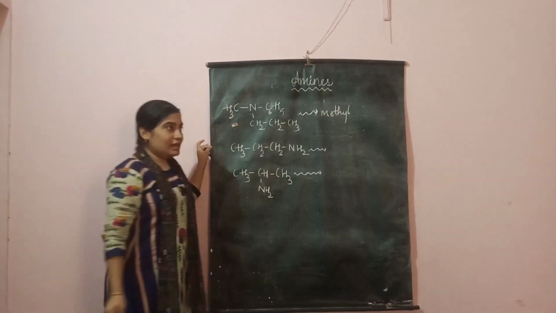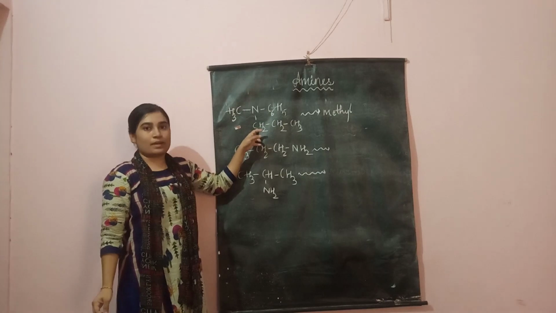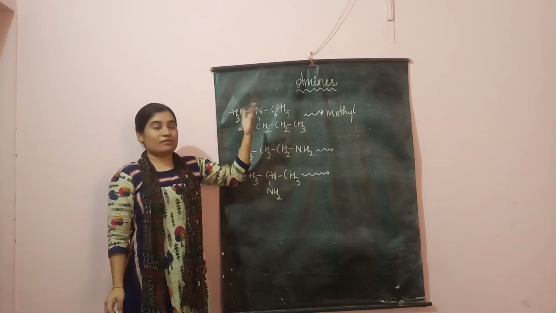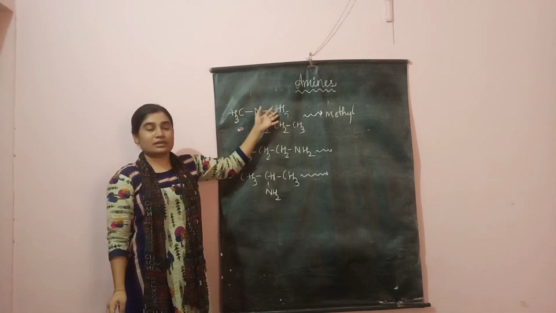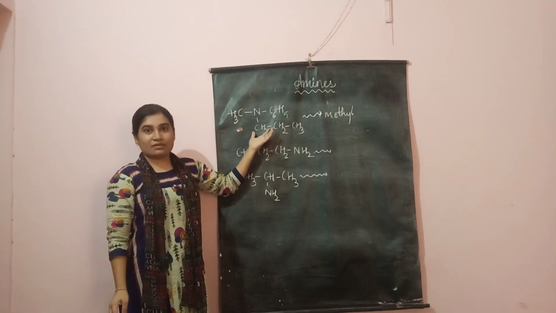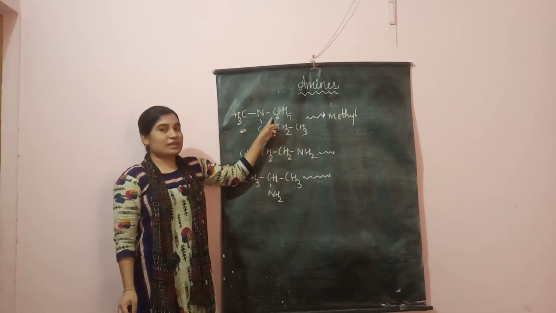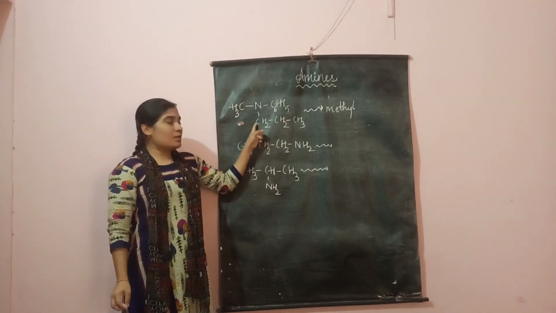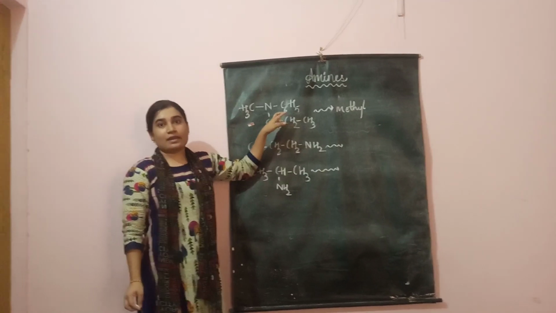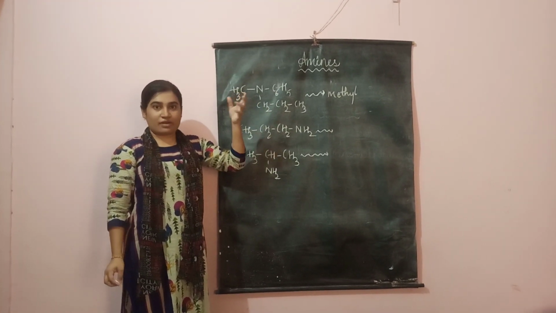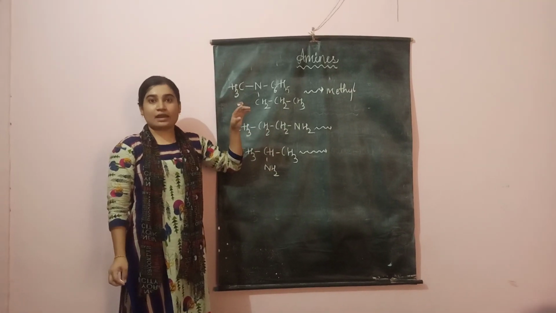I have written methyl. Next, phenyl and propyl. Now there is a confusion: both start with P. So which is to be taken first, phenyl or propyl? Now we go for the second letter. See, for phenyl the next letter is H, whereas for propyl the next letter is R. Now look, does H come first or R? According to alphabetical order, H comes first and R comes later.